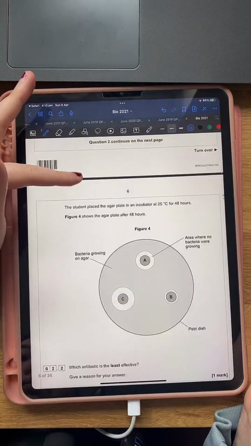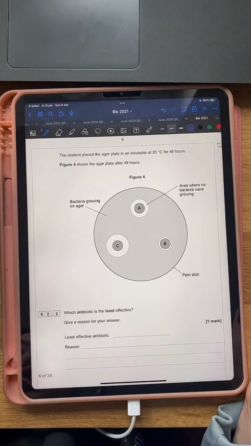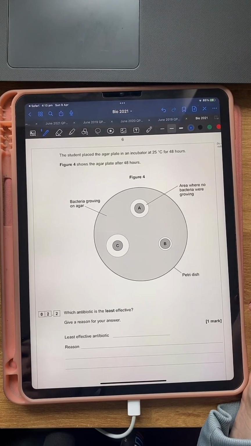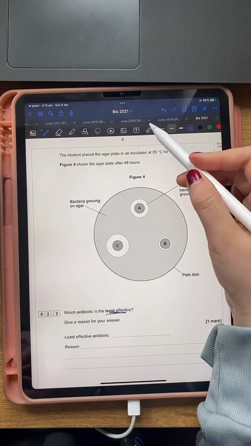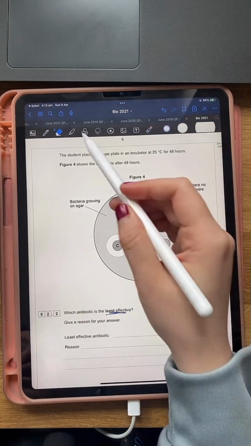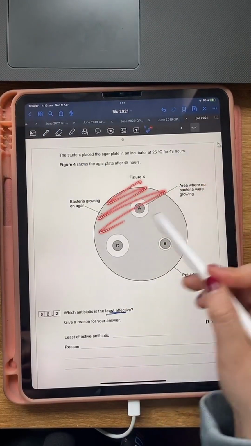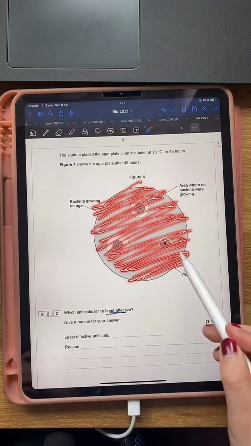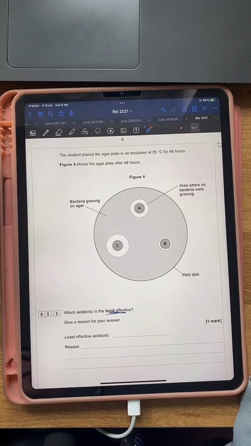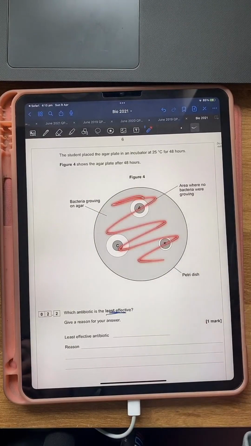The student placed the agar plate in an incubator for 48 hours. Figure 4 shows the agar plate after 48 hours. Which antibiotic is the least effective? So remember here, we're looking at how the bacteria is growing on this agar plate. Originally, they all have bacteria, or at least supposed to have bacteria in all of them. But we want to see which one is the least effective, meaning the smallest radius, and that is B.